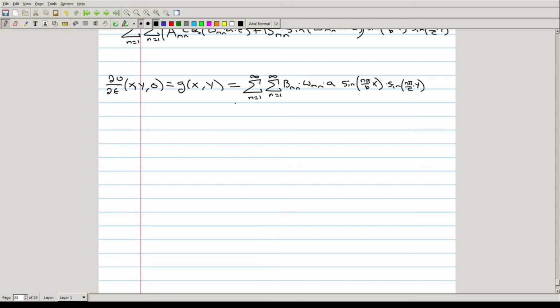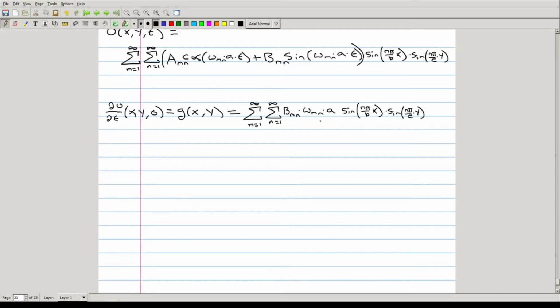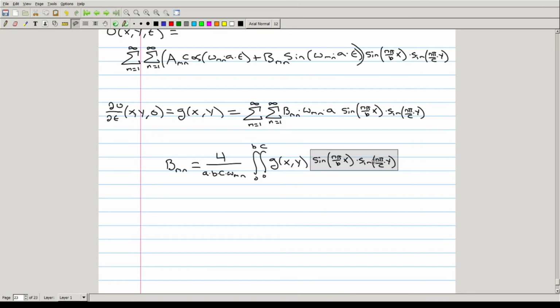Which, after using our orthogonality relations, just like we did to get this formula for the A_mn's on this sum right here, we end up getting the formula for B_mn is very similar. It's going to be 4 over a times b times c times omega_mn times the double integral from 0 to b, 0 to c of g of x, y times sine of m pi over b x sine of n pi over c y dy dx.